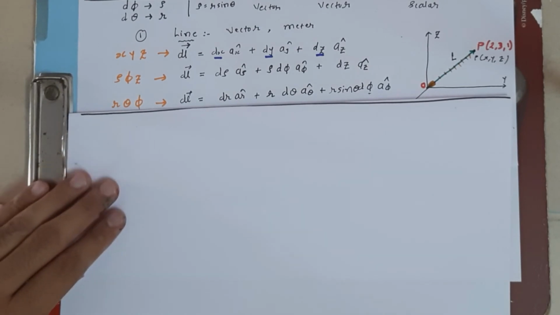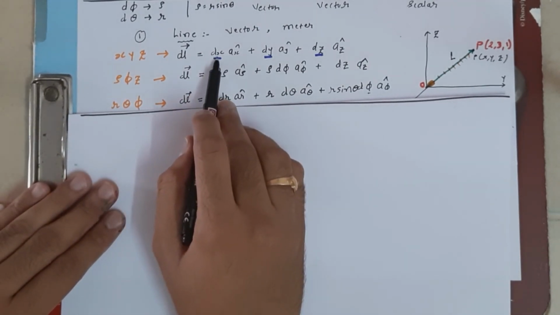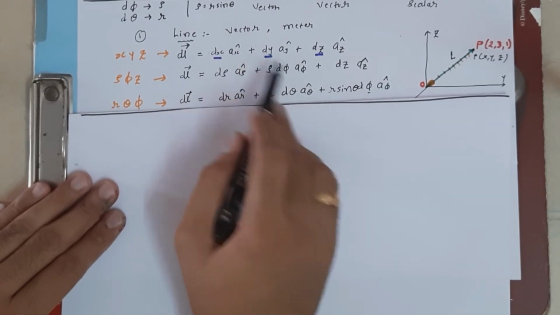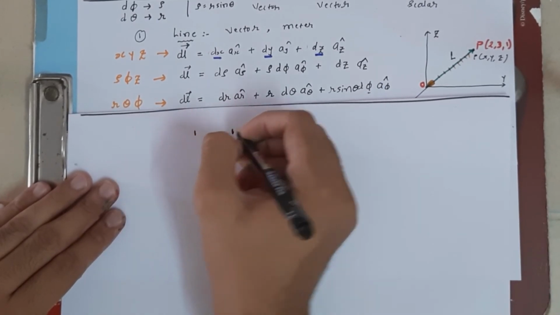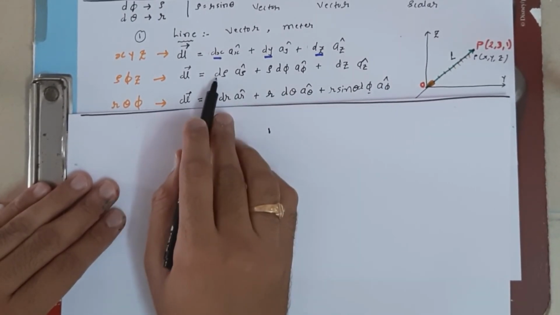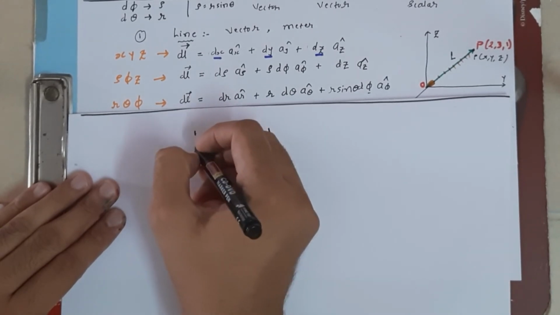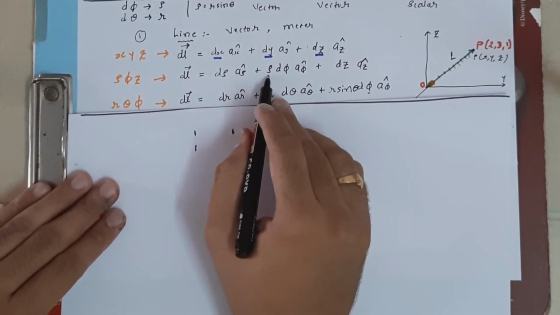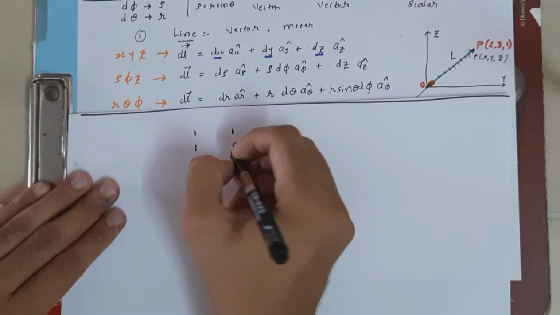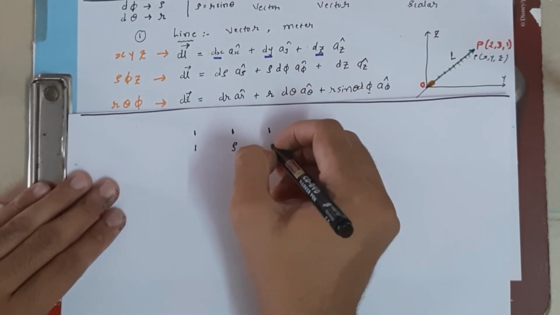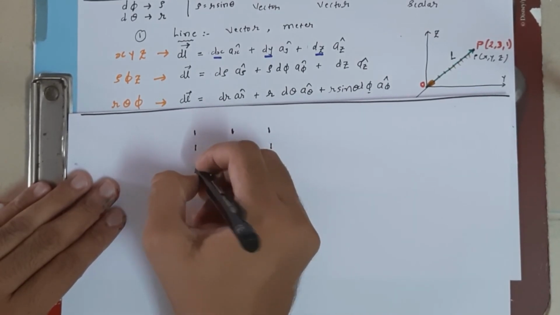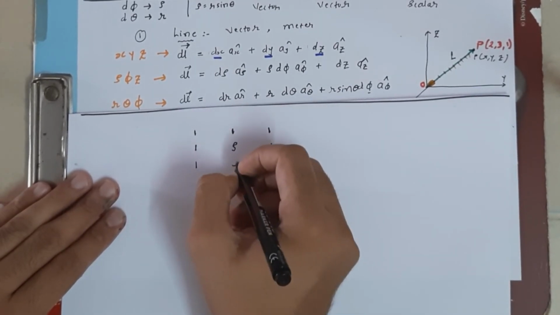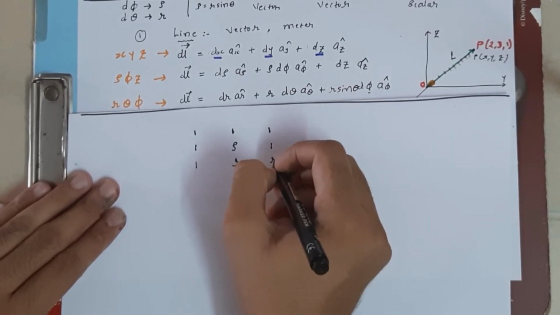Now I have to write it in a matrix form, writing just its coefficients. What is the coefficient of dx? Here it is 1, here it is 1, here it is 1. So I write the coefficients 1, 1 and 1. For the cylindrical coordinate, the coefficients are 1, rho, and 1. For the spherical coordinate, dr has coefficient 1, here the coefficient is r, and here it is r sin theta.